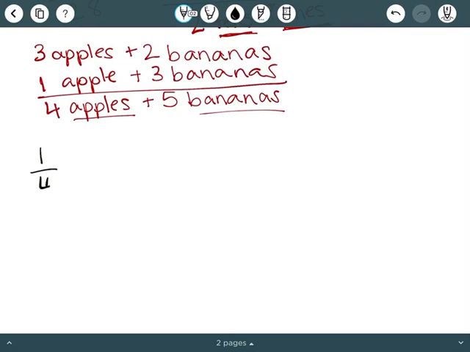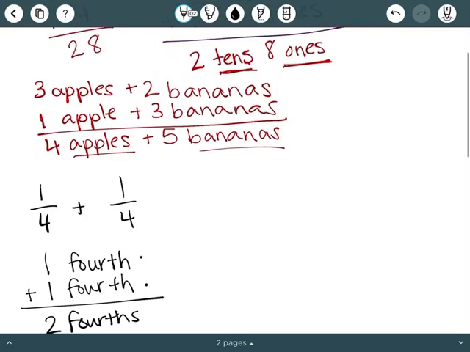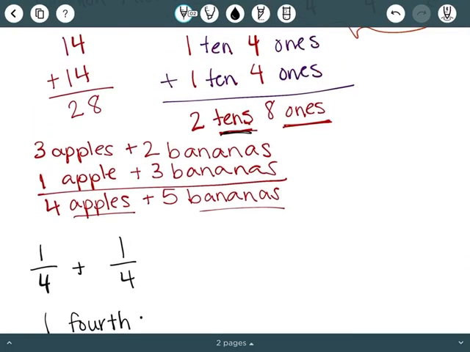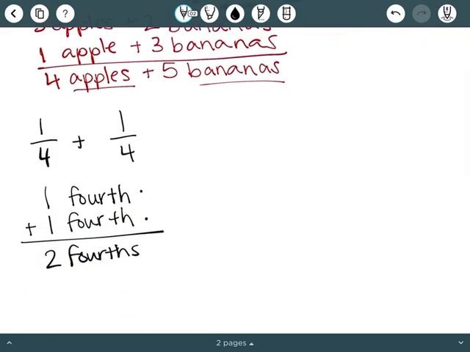So I have 1/4 plus 1/4. I can rewrite that as 1 fourth plus 1 fourth. Now the connection to units is a lot clearer because I've written fourths as words. And I can see then if I have 1 fourth over here, 1 fourth over here, I'm going to end up with 2 fourths overall.